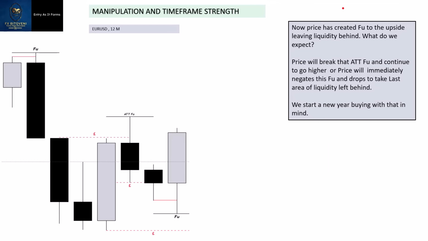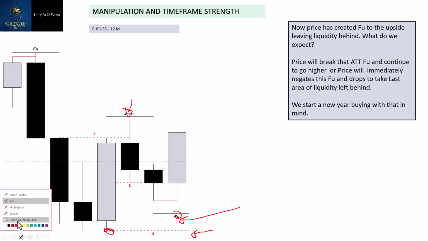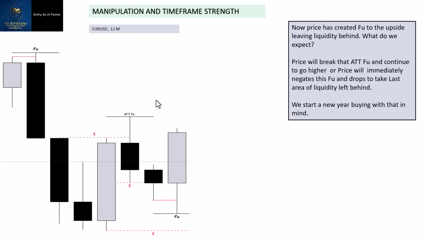Now price has created a FU to the upside, leaving liquidity behind. What do we expect? So the FU was created here, leaving liquidity here, because this is liquidity because we have a manipulation here. This is the target. Now, this is the last area of liquidity. The last area of liquidity is being ignored, but a new FU is created. Price will break that anti-FU and continue to go higher. That's something you have to expect, guys, because you have to have two things in front of you.